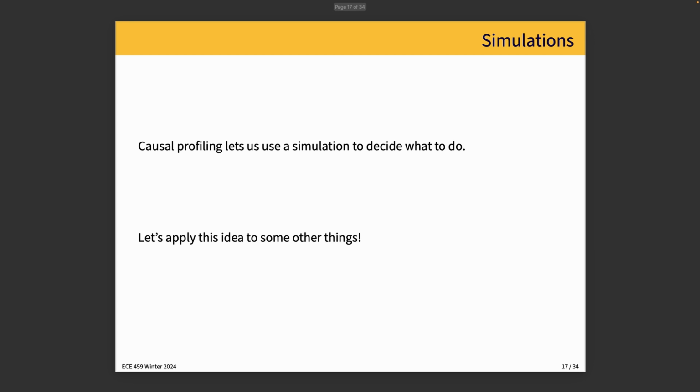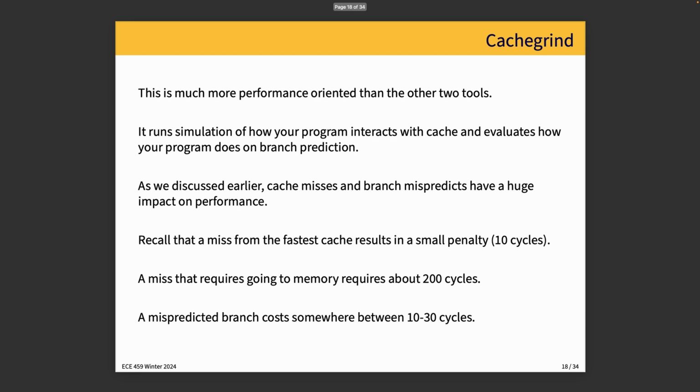First thing I want to talk about is called CacheGrind. CacheGrind is another tool in the Valgrind package, and it's much more performance-oriented than the other two. Memcheck and Helgrind look for errors in your program that are likely to cause slowdowns through memory leaks, or make it easier to parallelize without introducing errors.